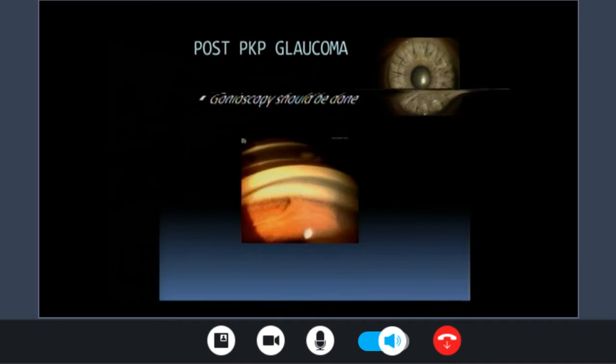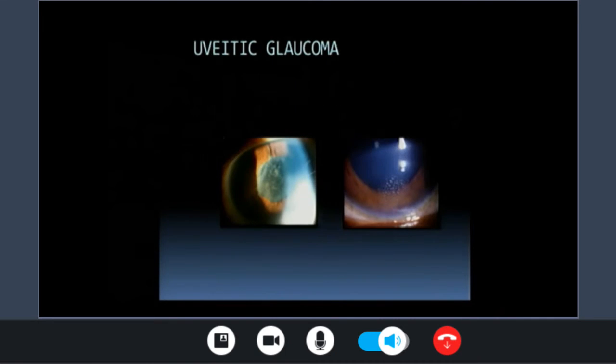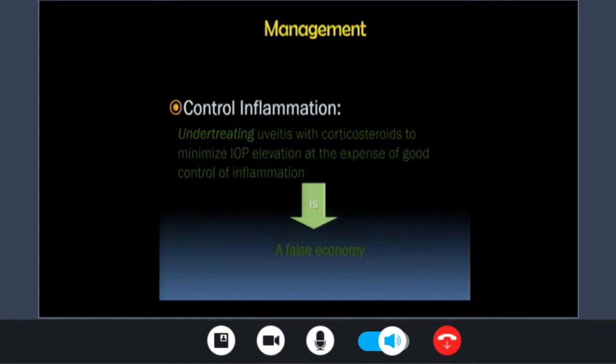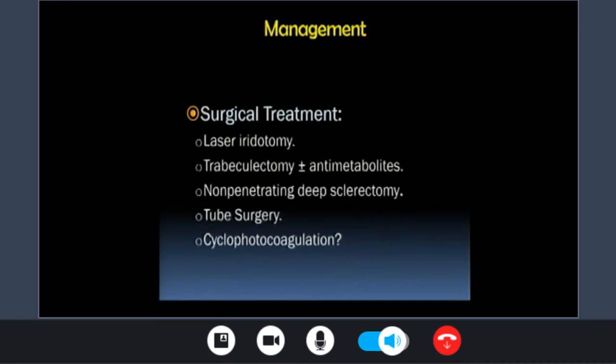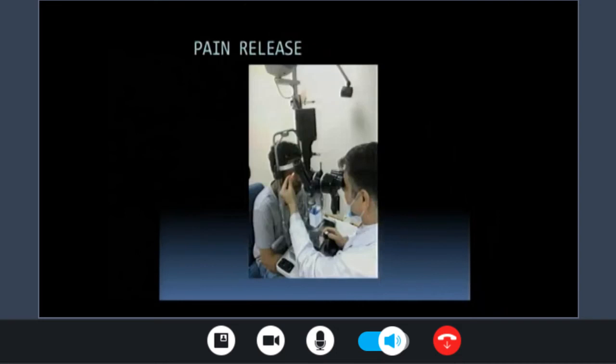Post-keratoplasty glaucoma is terrible, and we should do gonioscopy in these cases to know exactly what is the reason behind the high intraocular pressure, angle closure or steroid-induced glaucoma. Uveitic glaucoma: take care and don't have a false economy of not giving the proper dose of steroid to inhibit the inflammation because you are afraid that the patient will get high intraocular pressure from the steroid. Definitely treatment is available in the form of medical therapy as well as surgical intervention. And take care that cyclophotocoagulation is questionable in uveitic patients.